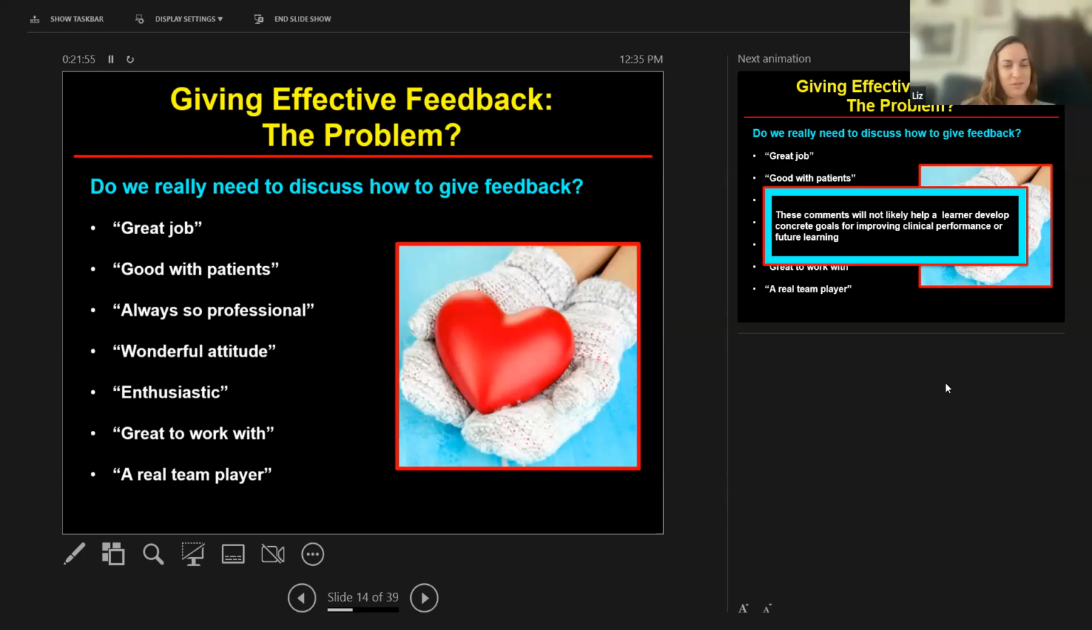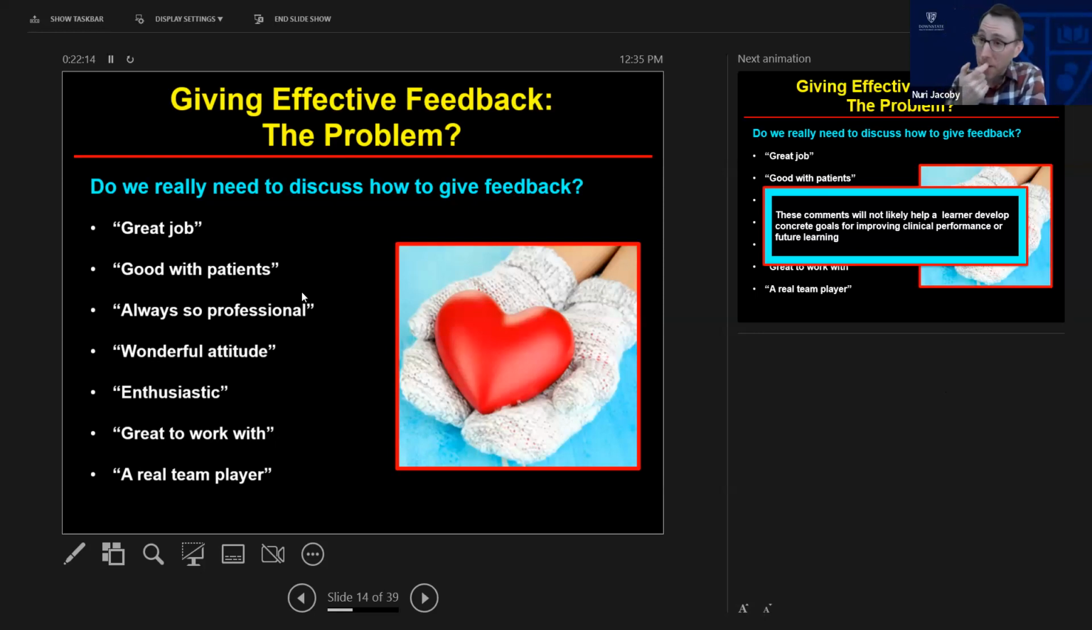It's not helpful, so it's good to talk about it. Why is it not helpful? Because it's just generic and doesn't tell them what they're doing wrong. There's no specifics you can tell them. So you're just saying, great job. They're probably happy to hear it.